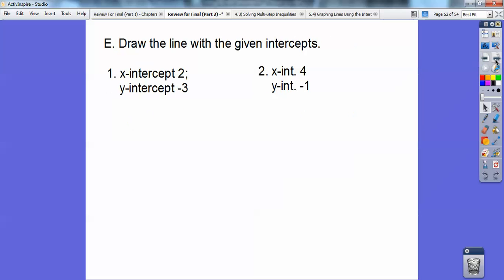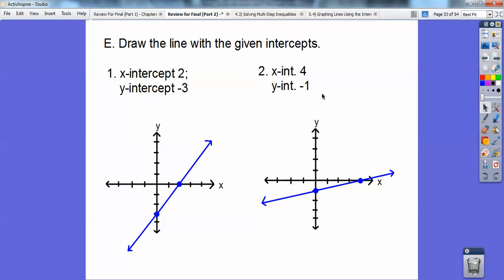All right, so draw the line with the given intercepts. So this is easy enough. Okay, x-intercept over here at 2, the y-intercept at -3. Here the x-intercept at 4, and the y-intercept at -1.